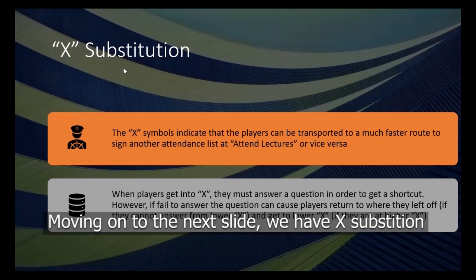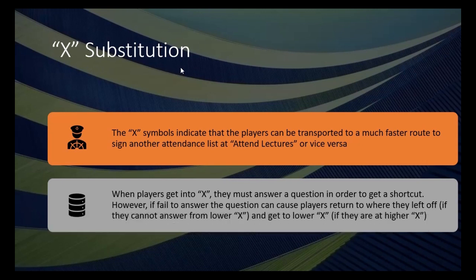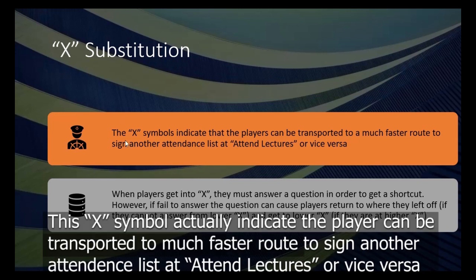Moving on to the next slide, we have the X substitution. No, it has nothing to do with your ex. These X symbols actually indicate that the player can be transported to a much faster route by signing another attendance list at the attend lectures or vice versa.